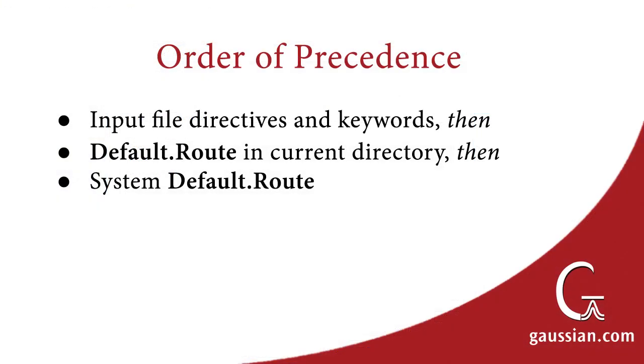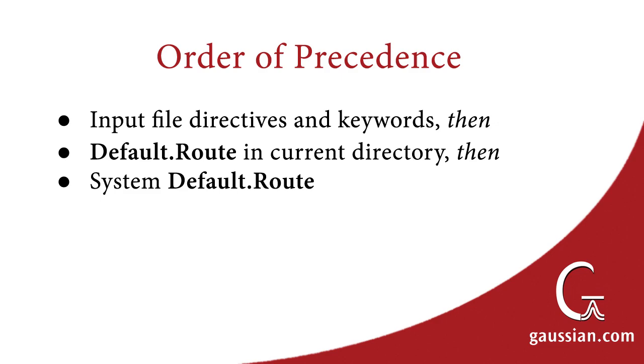You may choose to create your own personal default.root file in addition to the system-wide file. It should be placed in the directory from which you launch Gaussian. When there are multiple specifications for the same directive in different locations, such as the default.root file and a Link0 command in the input file, the following order of precedence applies.